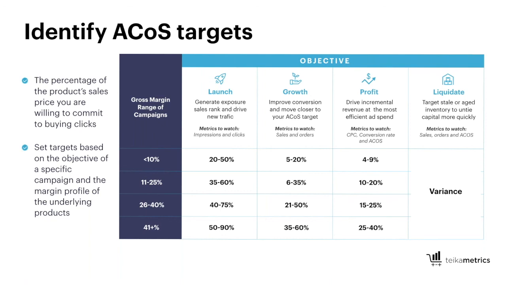But this is essentially us giving you some firm numbers here. That's what people want most often from us when they talk to us, is numbers. So we've kind of put your margins and your objectives together here, and these are sort of the ranges you should think about when you're looking for your target ACoS. So if your campaign is in launch phase and you have a margin of 11 to 25%, your ideal ACoS is in the 35 to 60 range.